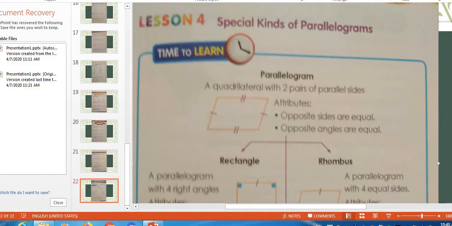Okay, here I have special kinds of parallelograms. Parallelogram: a quadrilateral with two pairs of parallel sides. I have here in this quadrilateral, which is a parallelogram, each two sides are parallel. Opposite sides are equal, and also the opposite sides are equal in length.